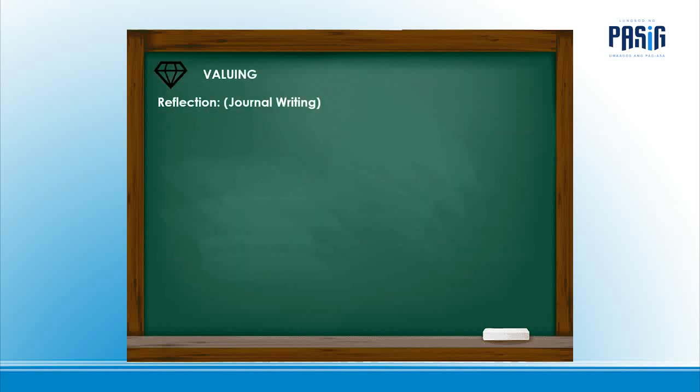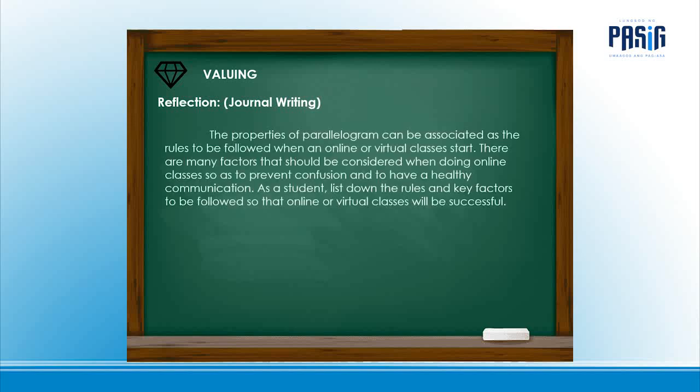For our valuing, you are going to make a reflection in a form of journal writing. The properties of parallelogram can be associated as the rules to be followed when an online or virtual classes start. There are many factors that should be considered when doing online classes so as to prevent confusion and to have a healthy communication. As a student, list down the rules and key factors to be followed so that online or virtual classes will be successful.